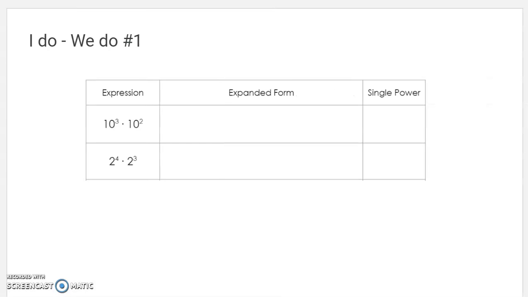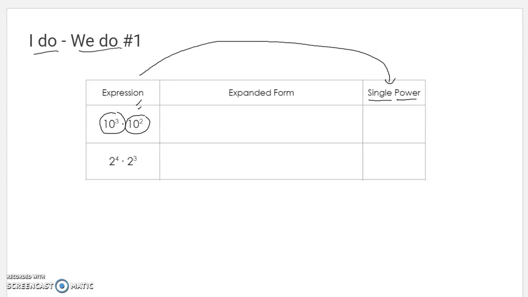So take a look at this one first. I have kind of I do and we do on the same page. I'm going to show you two. So let's start with this. Here's an expression with exponents in it. 10 to the 3rd power times 10 to the 2nd power. And I'm not asking you necessarily to figure out what that equals. You could just put that in a calculator and figure it out. I want to simplify it into an expression that just involves one power or one exponent.